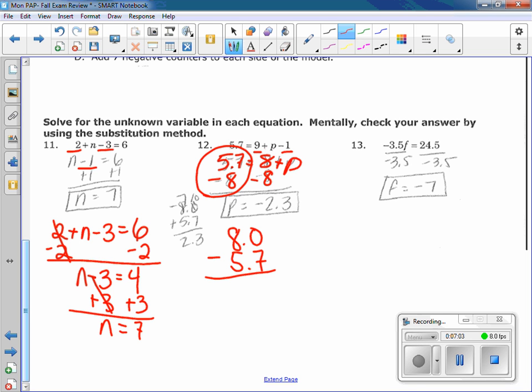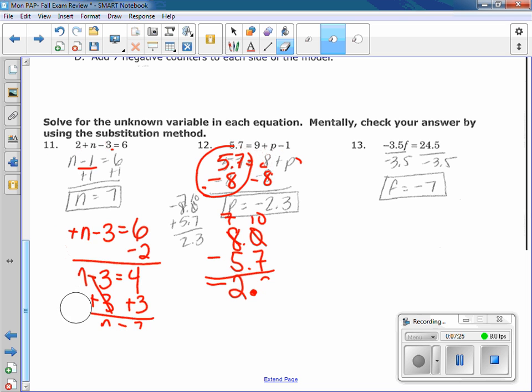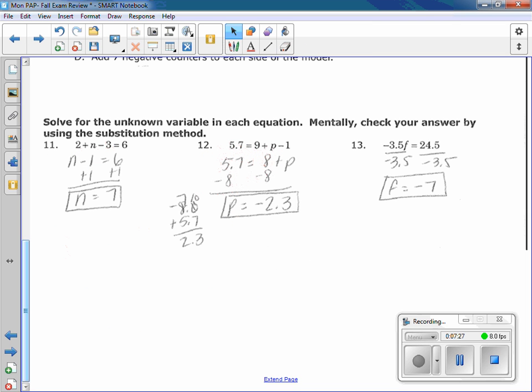So this is going to be 10, and that's 7. 10 minus 7 is 3. Carry down your decimal. 7 minus 5 is 2. Did I start out with more positives or more negatives? More negatives. So I'm going to make this a negative answer. Are there any questions on the equation stuff? Is everybody good on the equation stuff?